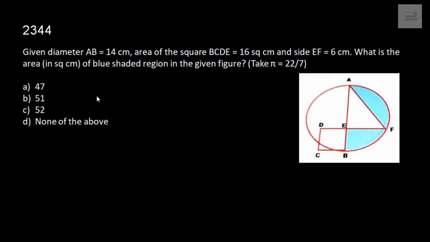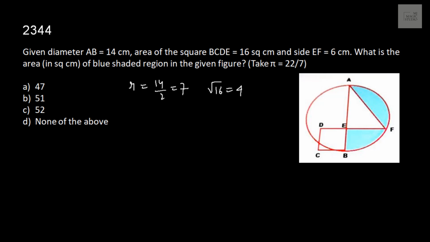Okay, a question from mensuration, we need to find the area. Given diameter AB is 14 centimeter, that means the radius of the circle is 14 by 2, 7 centimeter. Area of the square BCDE is 16, that means each side should be equal to root 16, that is 4. And the side EF is 6. What is the area in square centimeter of the blue shaded region?